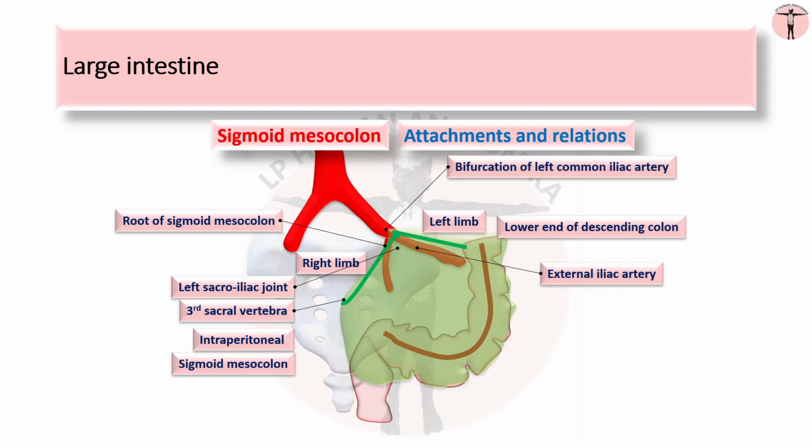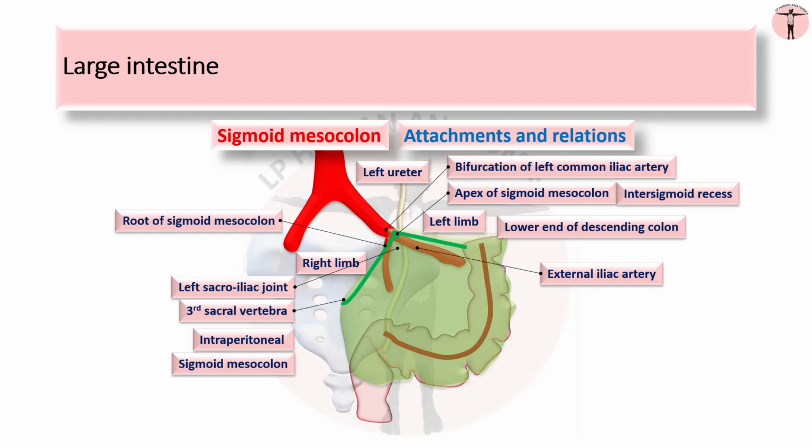The meeting point of the two limbs is called the apex, situated in front of the bifurcation of the left common iliac artery. Just lateral to the apex, a pocket-like extension of the peritoneal cavity passes upward, posterior to the root of the mesocolon, which is called the intersigmoid recess. The left ureter lies behind this recess.